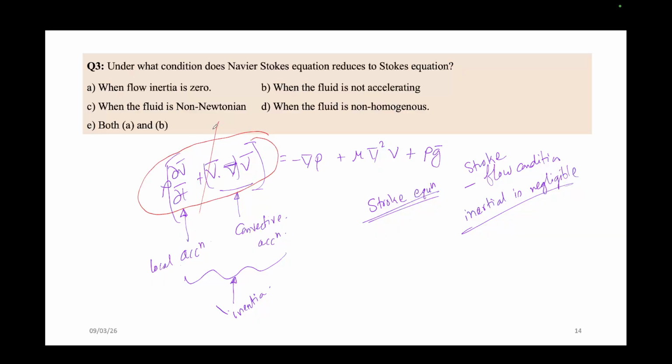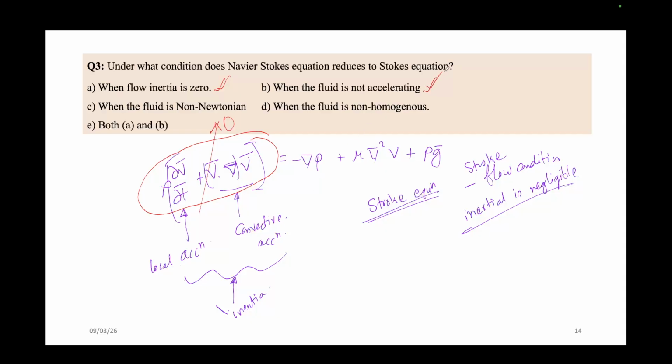If there is no acceleration, that means there is no inertia, right? Like you said, if a body is at rest, it will continue to be at rest. So up to this, it is okay. When the flow inertia is zero, yes, it can be a case. Next is that the fluid is not accelerating. If it is zero, that means there is no acceleration. So is it correct or wrong?